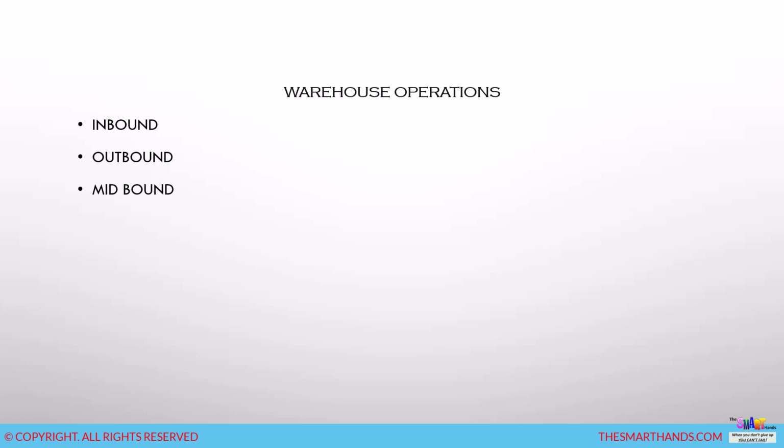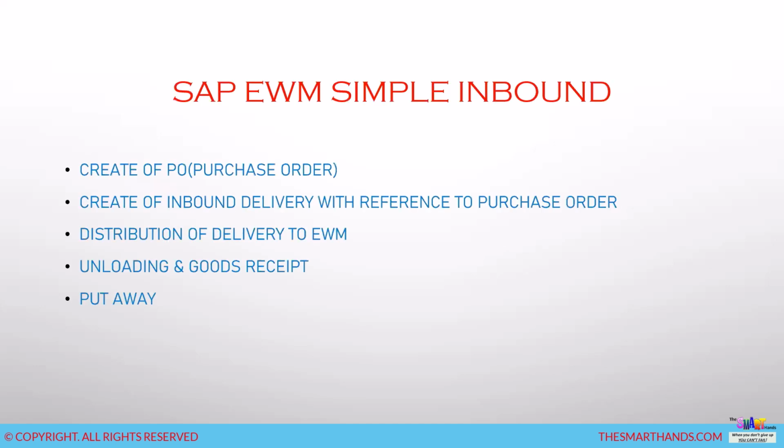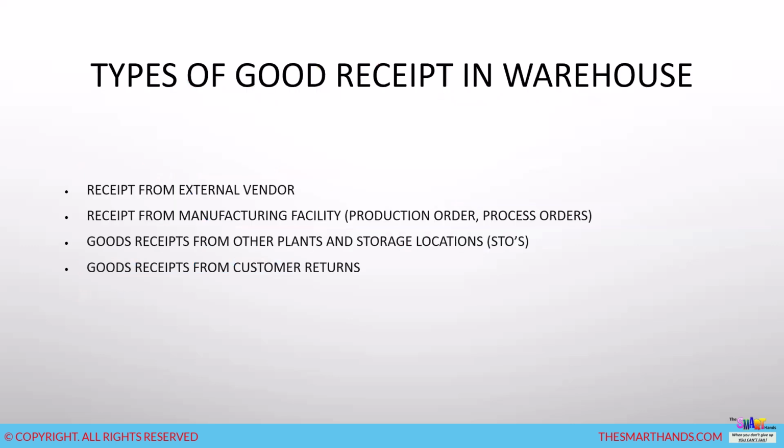So what types of midbound are there? Replenishment is one type of midbound. Physical inventory, bin to bin movement, slotting, and rearrangement are the others. These are the examples of midbound. In a simple inbound process, the PO will be created first from the ERP side, then an inbound delivery with reference to the PO will be created and distributed to EWM. We are going to do unloading, goods receipt, and put away. These are the three activities.